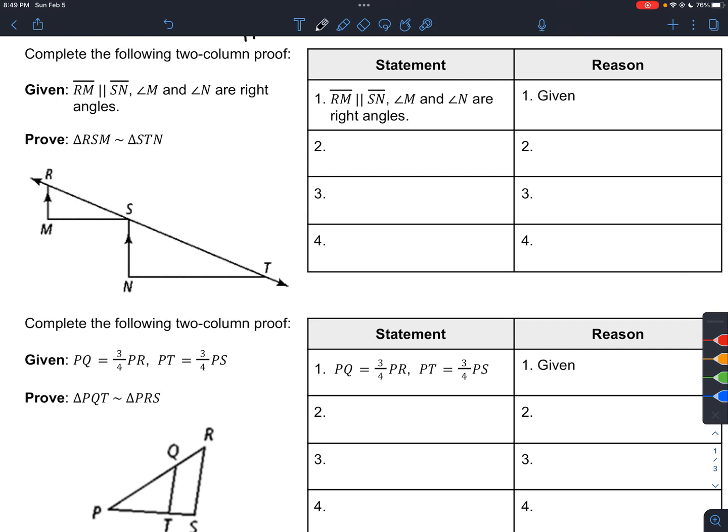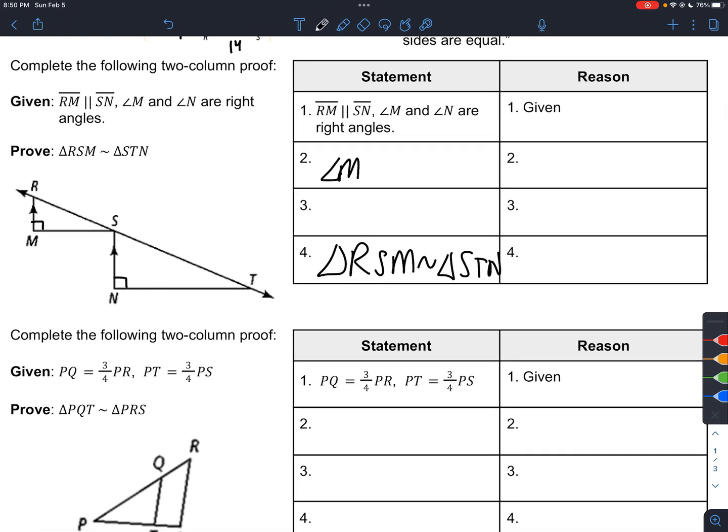So we're likely going to see one of those new statements down here, right? And what we're trying to prove is that these two triangles are similar. Okay. So first of all, we're given some parallel lines and some right angles. And since we're going back to looking at A's and S's, it's important to state exactly when two angles are equal. And being given that M and N are right angles, that should mean that they're equal to each other, right? They're both right angles. Call that all right angles are congruent.